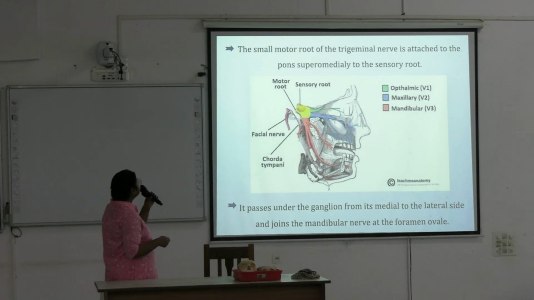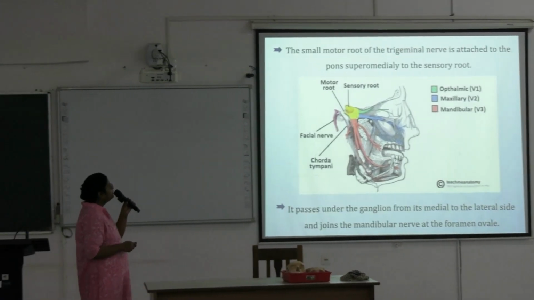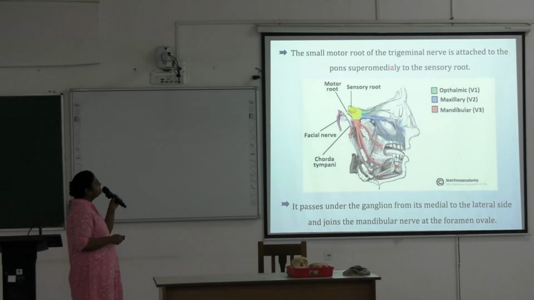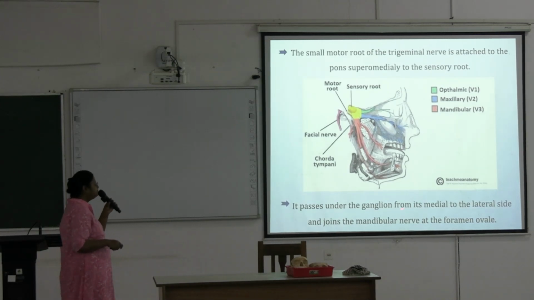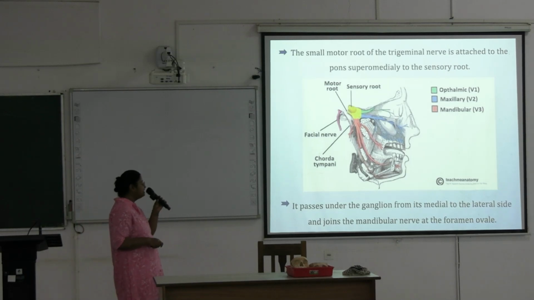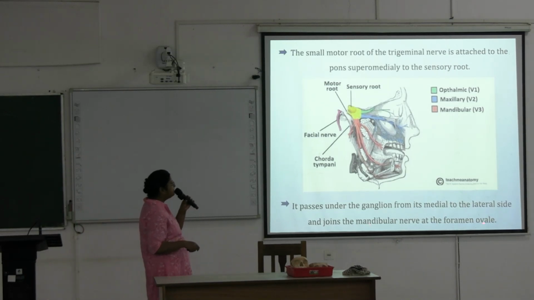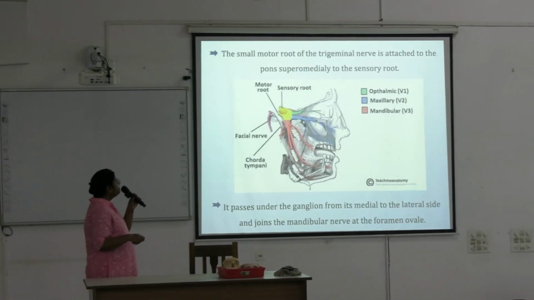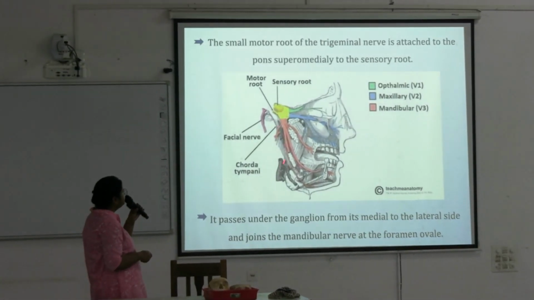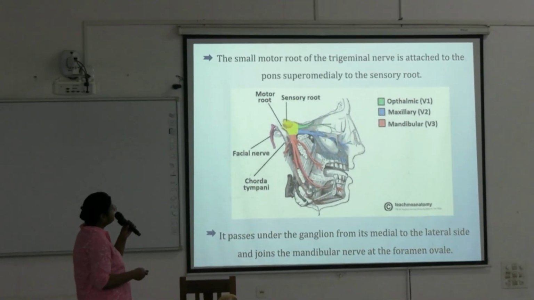Next, the small motor root of the trigeminal nerve is attached to the pons superomedial to the sensory root. This relation is important. So the motor root is superomedial to the sensory root, and it passes under the ganglion from its medial to the lateral side and joins the mandibular nerve at the foramen ovale. Okay, so the mandibular nerve comes out through the foramen ovale here, mandibular division.